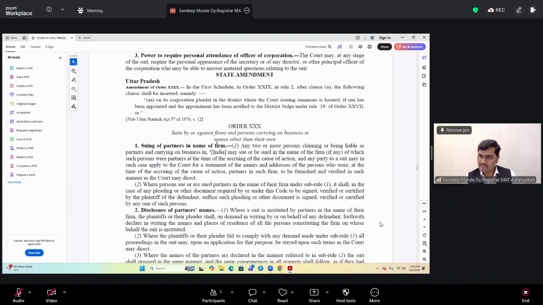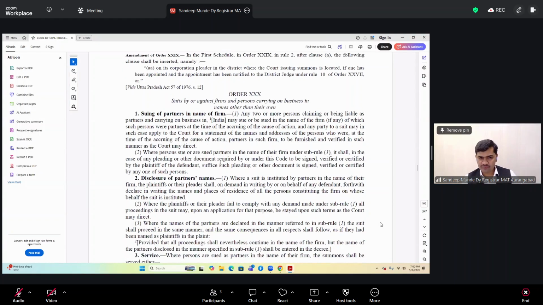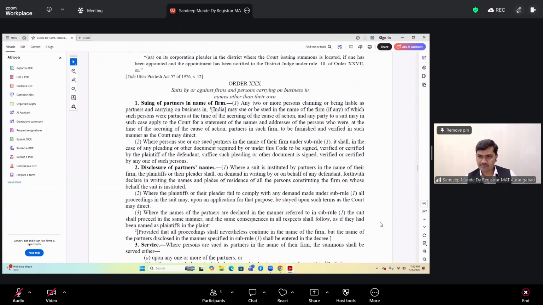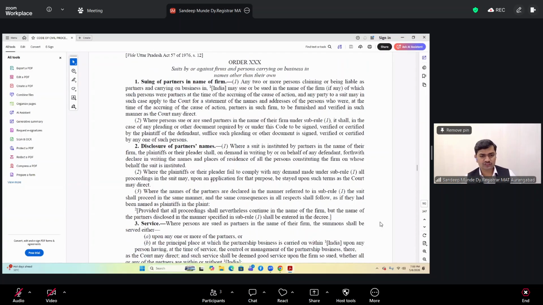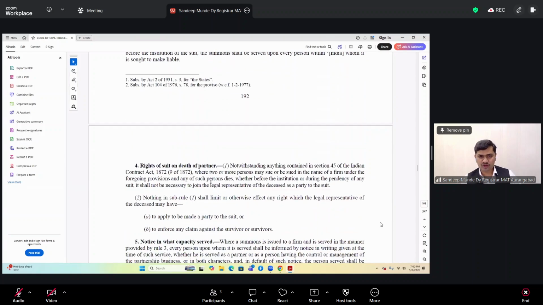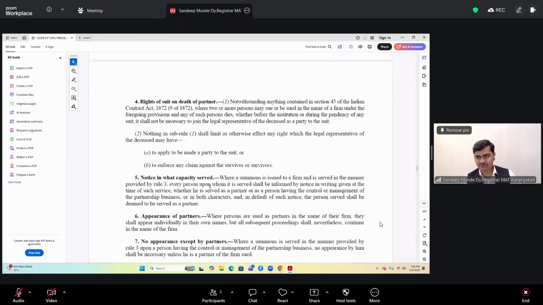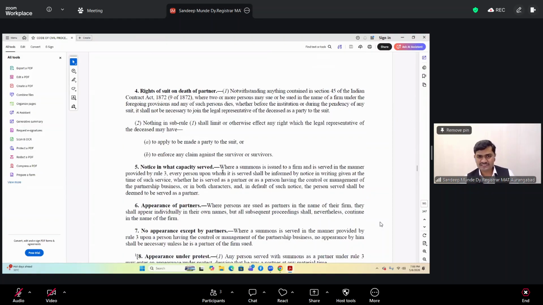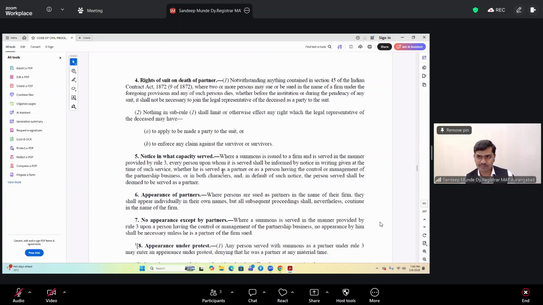If you want to file, you may file a suit by or against partners in the name of the firm, with disclosure of partners' names. In that suit, it is mandatory to disclose the names of all the partners. Service, how effected: it will be on the office. Right of suit on the dead partner is not necessary, but as per the will of the parties, they may file an application. Notice, in what capacity served: whether in the personal capacity or in the partner's capacity.